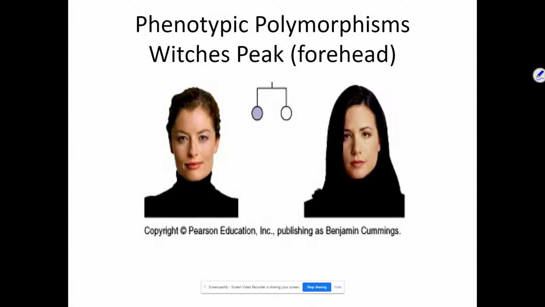So this is something like witch's peak, or widow's peak, some other people call it, which is what we typically call it in this part of the country anyway. Widow's peak is the little V on the forehead of your hair, and you either have it or you don't. There's no almost widow's peaks or really big widow's peaks or anything like that. You either have it or you don't. There's no degree to that.